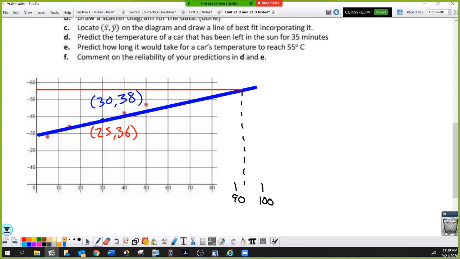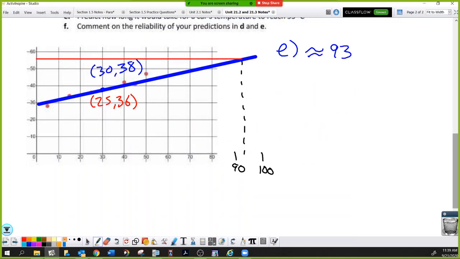So x is time, right? For part E, we're looking at somewhere around 93 minutes. Is it minutes? Can't remember. Yeah, somewhere around 93 minutes.